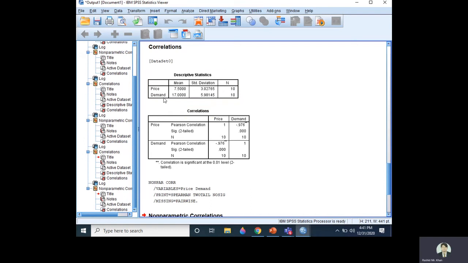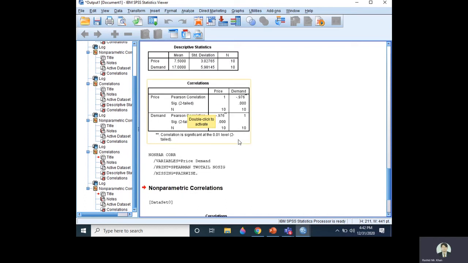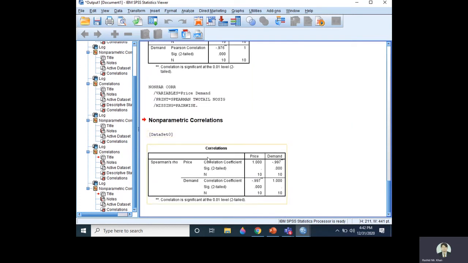A very strong correlation exists between these two: the strength of the relationship is very strong, nearly perfect, while the nature of the relationship is negative. Look at this, minus 0.976. It means that as the price increases, the demand goes down correspondingly. So less price, more demand; more price, less demand. The p-value is 0.000, a highly significant value. That's the Pearson test.